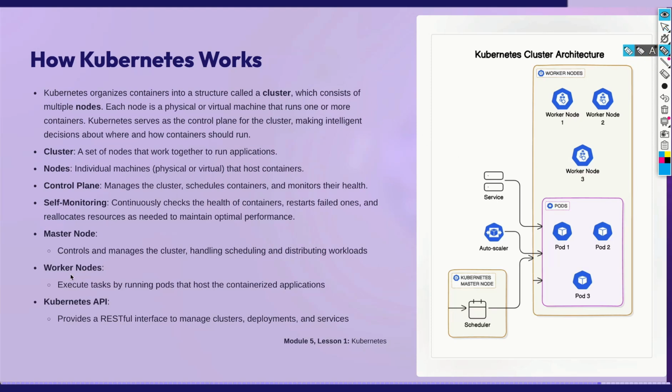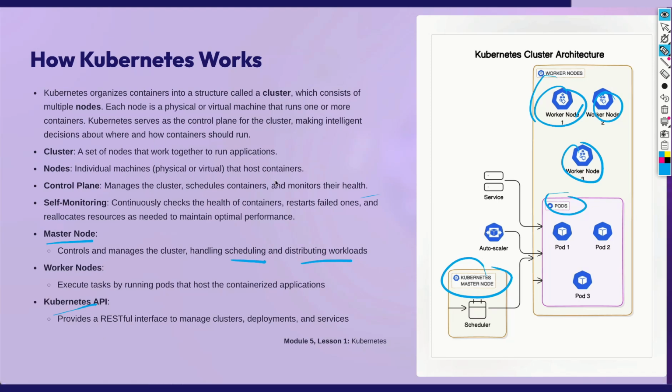So let's talk about the nodes quickly for a second. The master node will control the management of the cluster, and it will handle the scheduling and distributing of the workloads. The worker nodes, which are located above here, these execute tasks by running pods that host the containerized applications, all right? And then you have your Kubernetes API. So this provides a RESTful interface for you to manage clusters, deployments, and services, so you can even create scripts to manage your Kubernetes deployments.